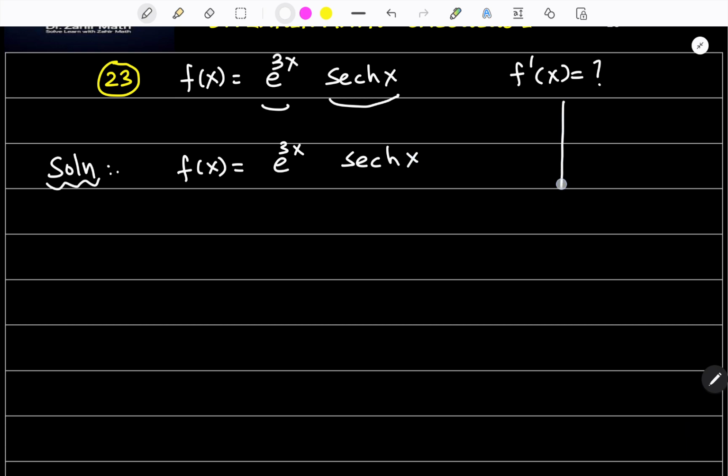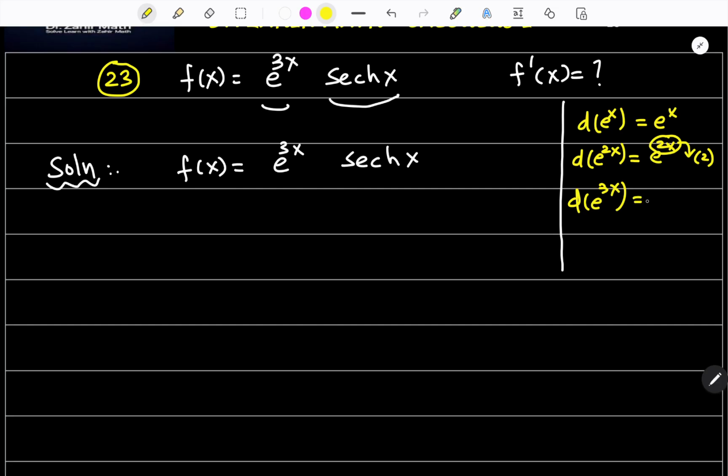So let me write the four rules here, then you will come to know. What is the derivative of e power x? The derivative of e power x is e power x. What is the derivative of e power 2x? E power 2x, but then the derivative of 2x is 2. What is the derivative of e power 3x? It is e power 3x and the derivative of 3x is 3. What is the derivative of e power minus 3x? E power minus 3x, but then the derivative of minus 3x is minus 3. So like this.